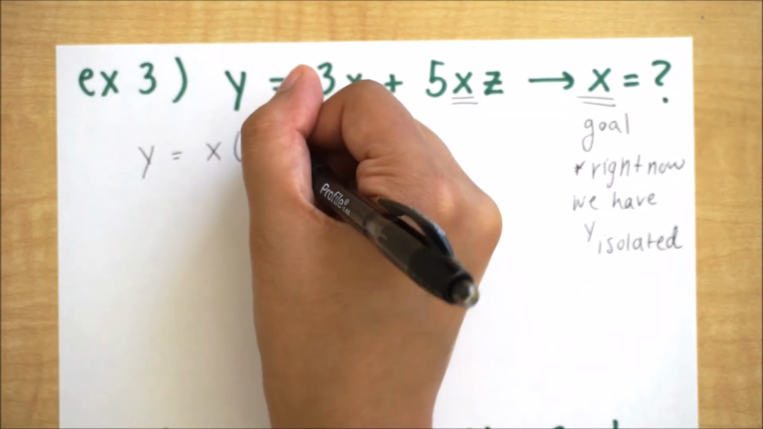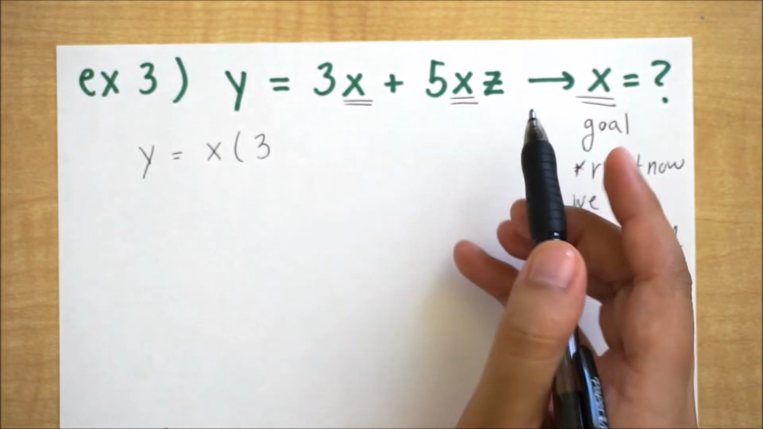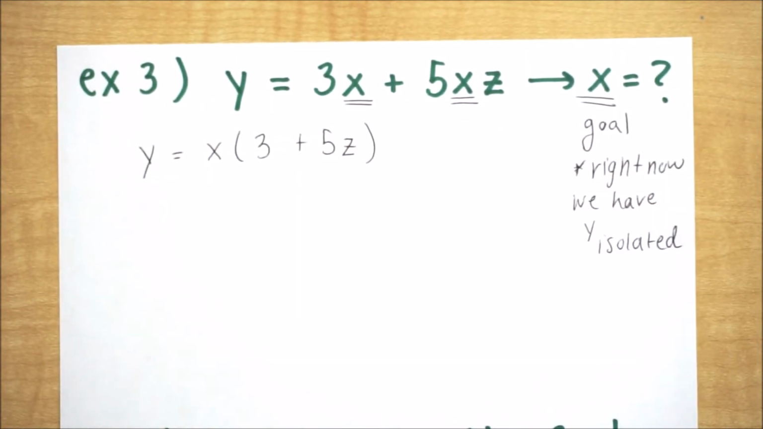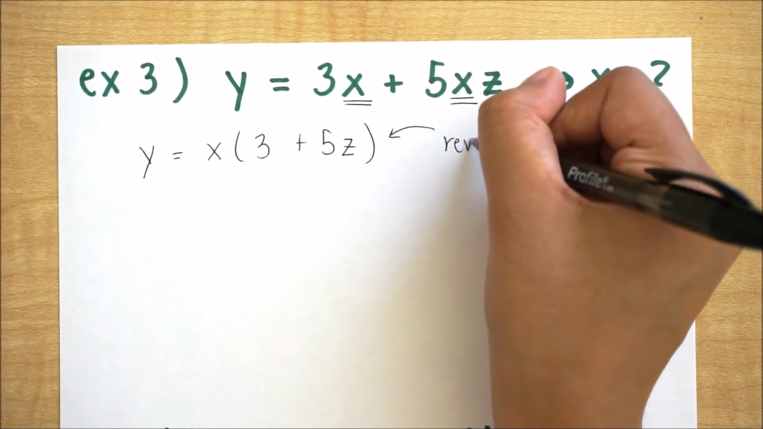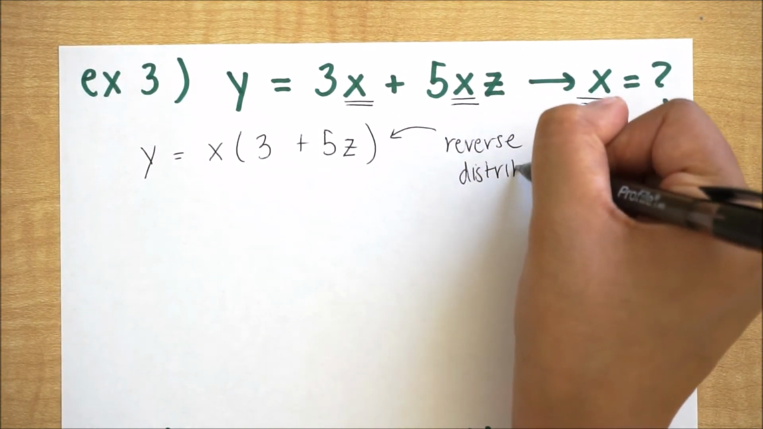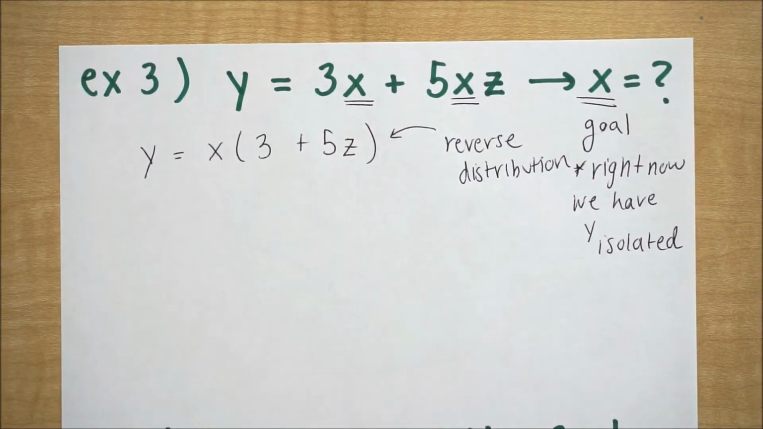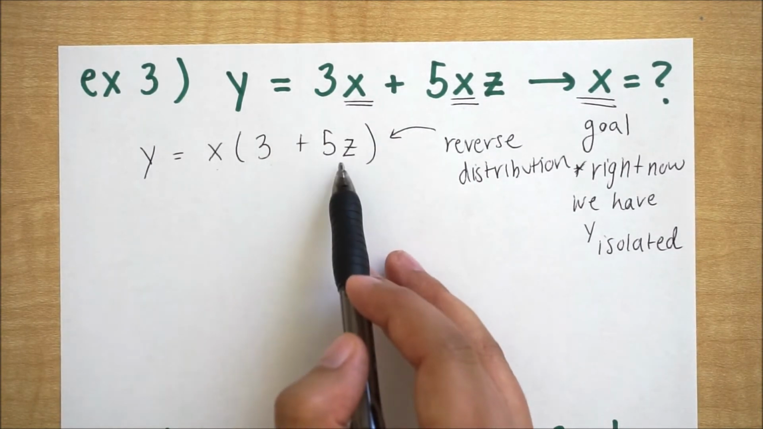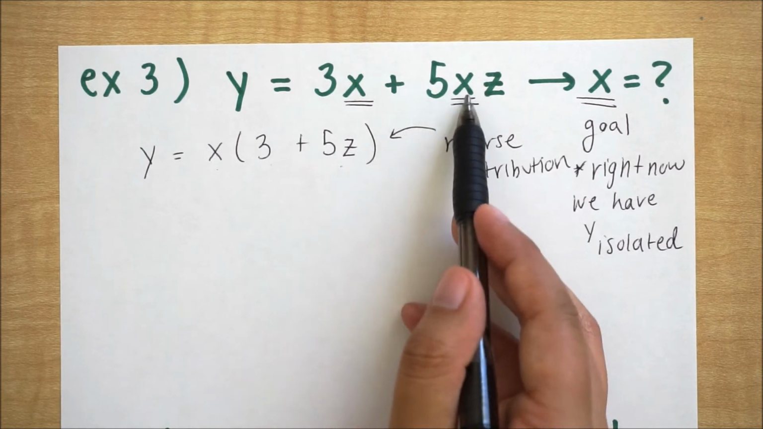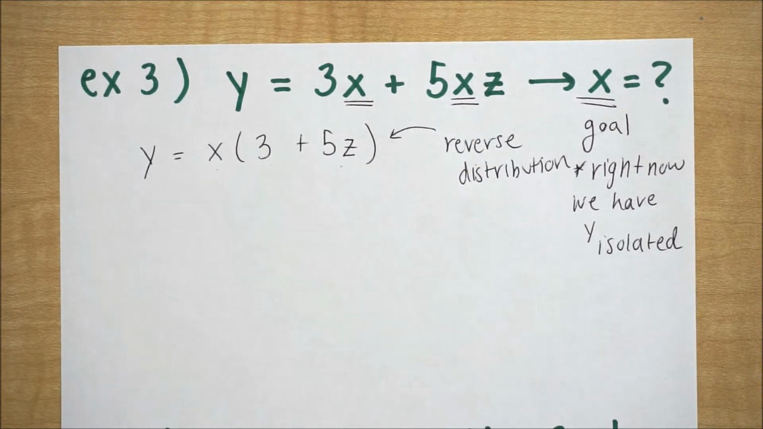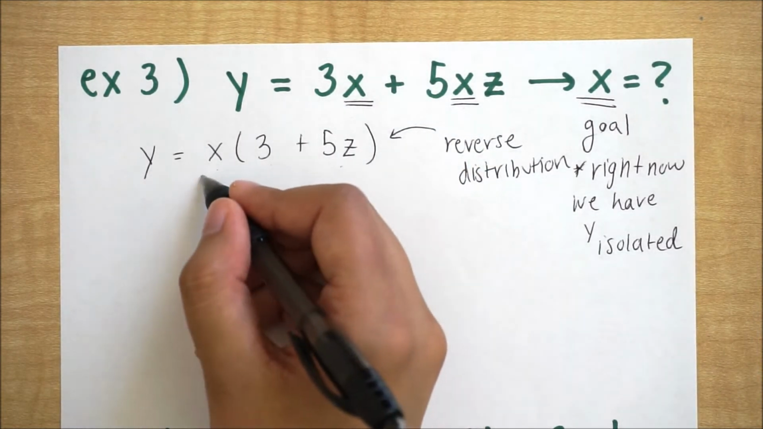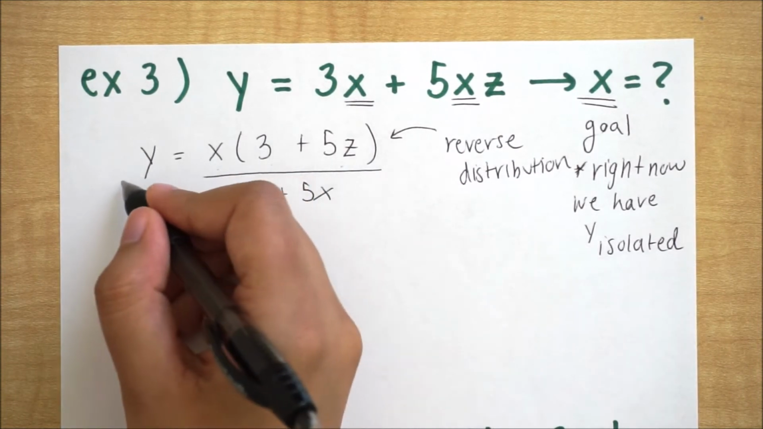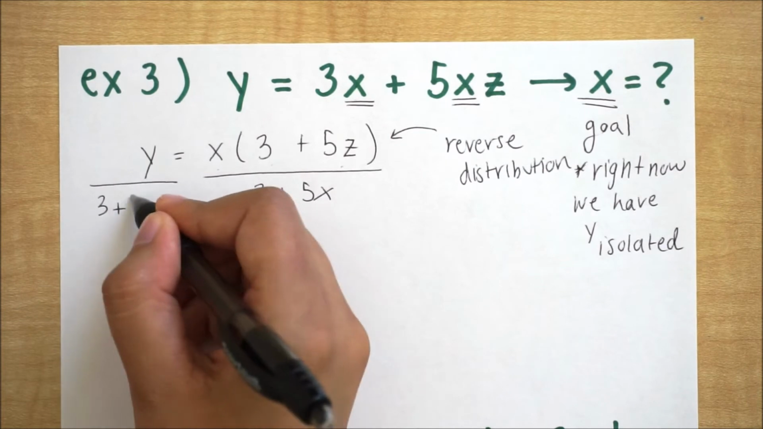All right, so we have y is equal to 3x plus 5xz. We can take the x out. So we have x times 3 plus 5z. And what I did here is reverse distribution. If I factor x back in, I can have 3x plus 5xz. So we know that we did it correctly. If this distribution doesn't make sense, I've done a lot of distribution in my past videos, so go ahead and check that out, or you can check out another video about distribution.